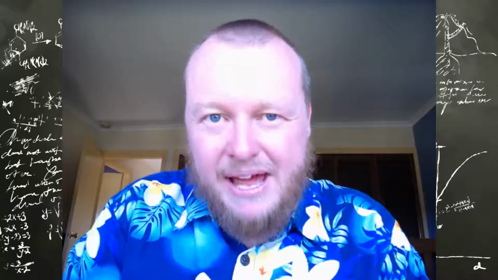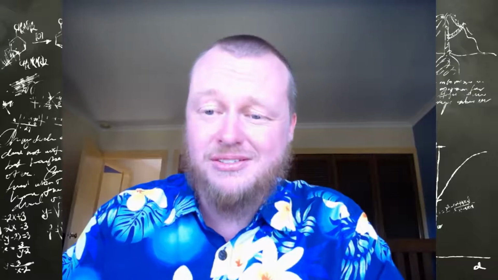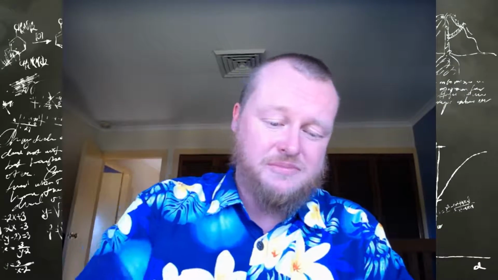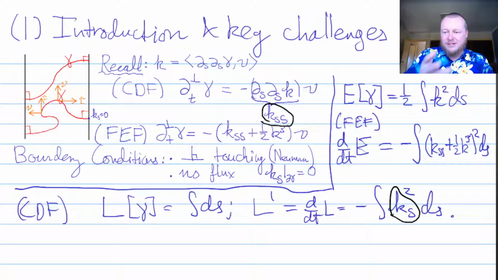All right, we're back. This time we're going to talk about some special solutions to our evolution equations. So this is what we were doing last time, just setting up the problem, talking about the geometry of it, giving the energy decay for the free elastic flow and the length decay for the curved diffusion flow.